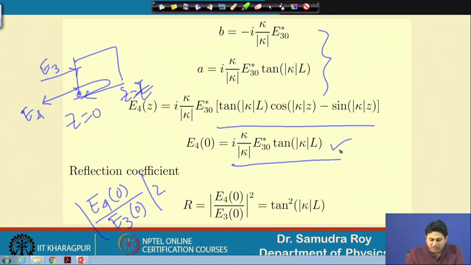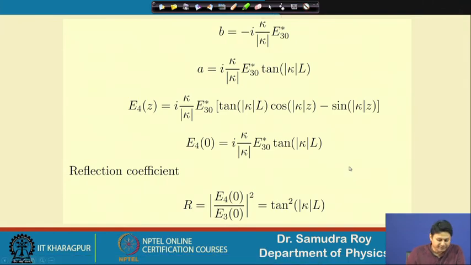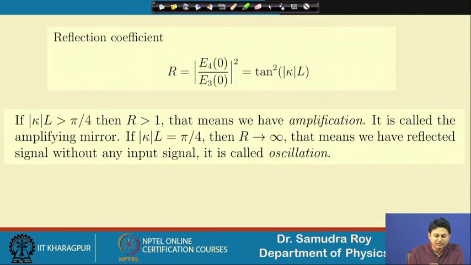From this equation which we have already derived, it is easy to find that it is something like tan square kappa L. Now, we know that tan square value can have a range. So, this reflectivity is tan square kappa L. If kappa L is greater than pi by 4, then the reflectivity is greater than 1. That means we have some sort of amplification, as I mentioned. If it is 1, then whatever we have in the input, we will have the same thing as output. If it is greater than 1, then we have amplification.